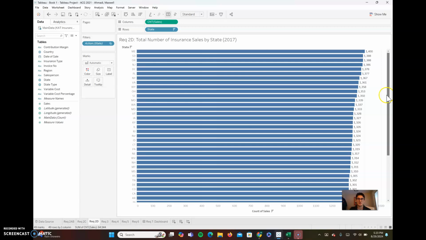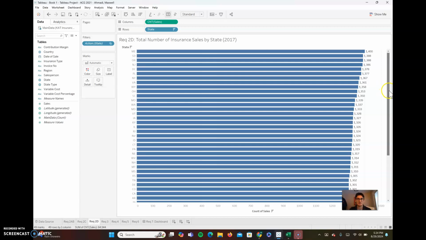So then in requirement 2D, we're asked to look at the total number of insurance sales by state in 2017. Looking at the total number, regardless of what the price was per sale, we see that places such as Oregon, South Dakota, and Maine were unique leaders, states that had never been mentioned before. But quickly following behind them are New Jersey, District of Columbia, and New York.